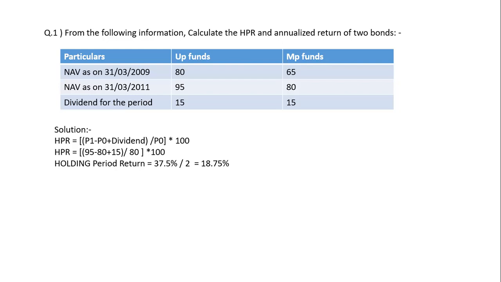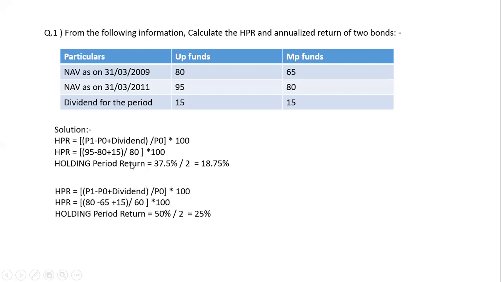But if we want to calculate annual return, 1 year return, what is the 1 year return? Divide by 2. Because this is 2 year return, 37.5 is 2 year return. We want to know what is the 1 year return. So divide by 2. That is 18.75. In 1 year, you are getting this return in this UP fund. Okay.